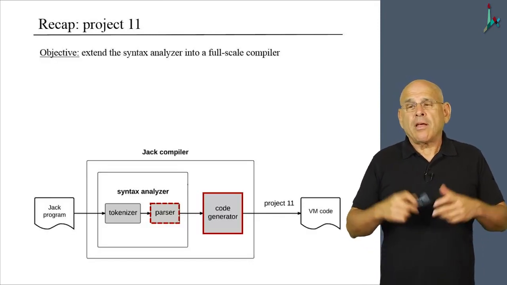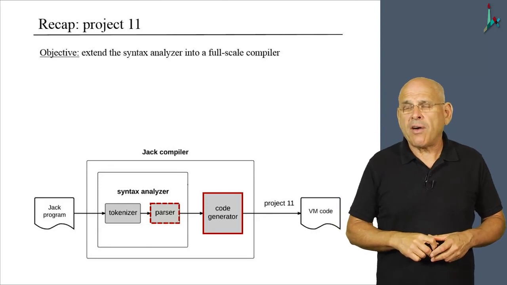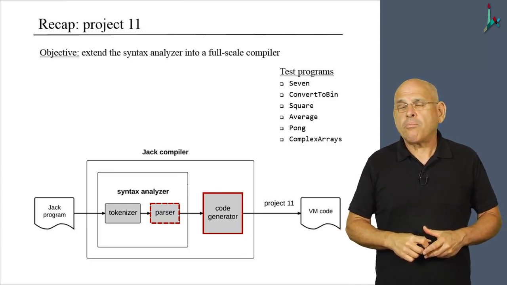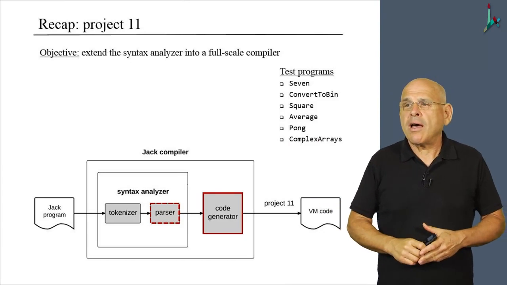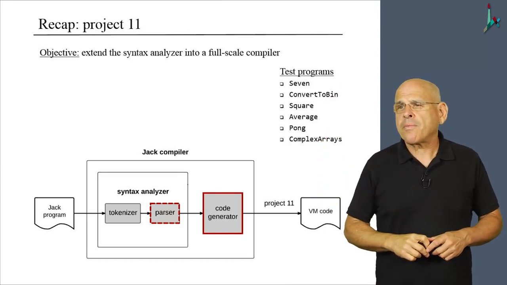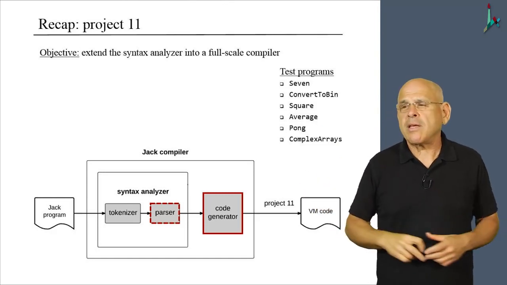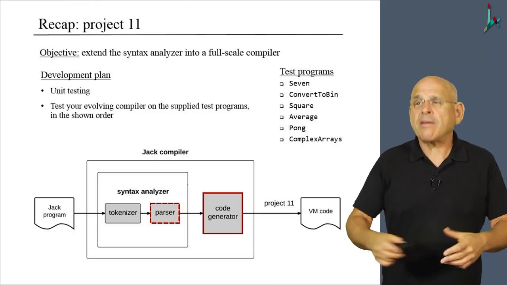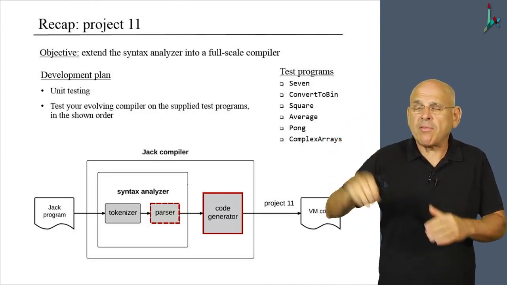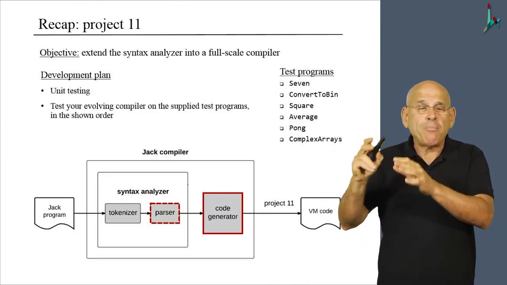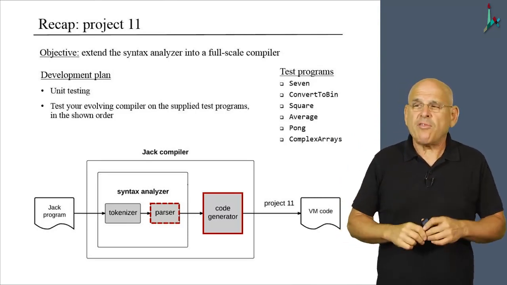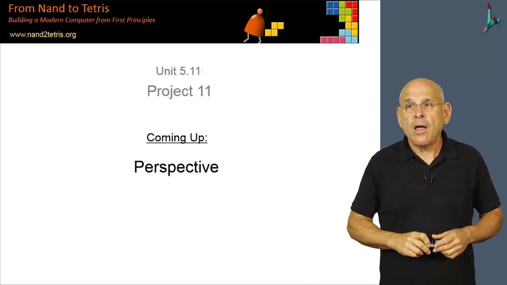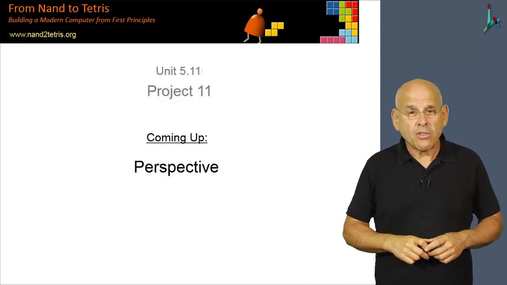So to recap, we have to complete the development of the full-scale compiler in order to test that your compiler is progressing according to our test programs. We supplied these 6 test programs. They are all available in the Project 11 folder. And it is recommended to develop your compiler so that it will carry out these tests in the given order. All right, so this has been the description of Project 11.